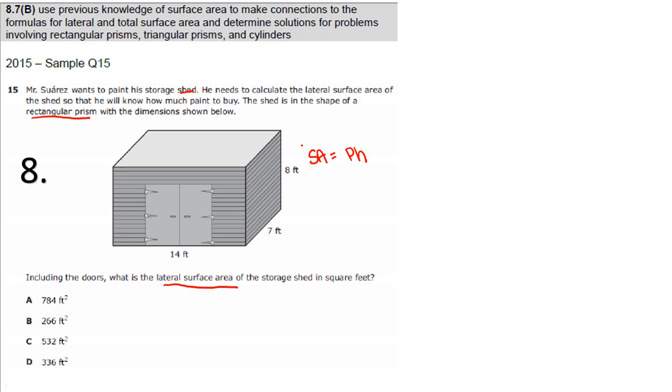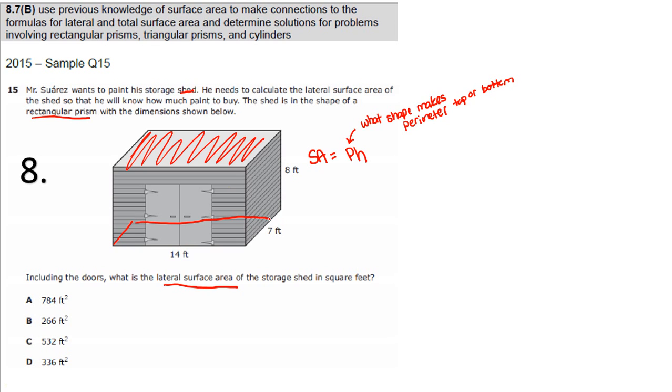Now the hardest thing about these questions, just like when we were doing our volume questions, is to figure out the perimeter. The shape that makes our perimeter is either the top or the bottom. In this case, it is our bottom, but it's the same dimensions as our top. So the top is the same as the bottom, which is right here. Same thing. And it is 14 by 7.